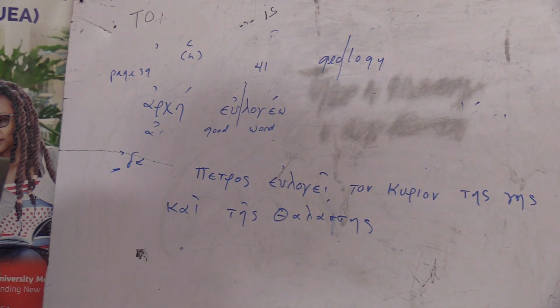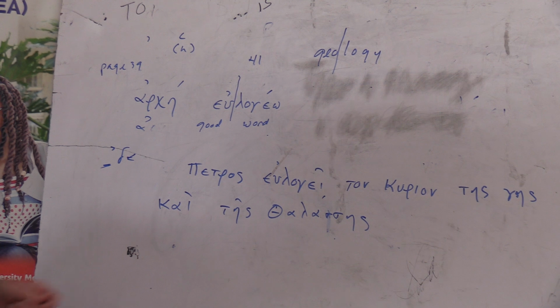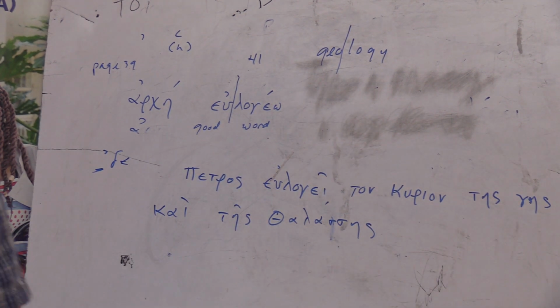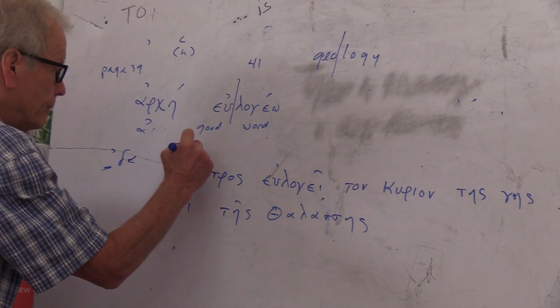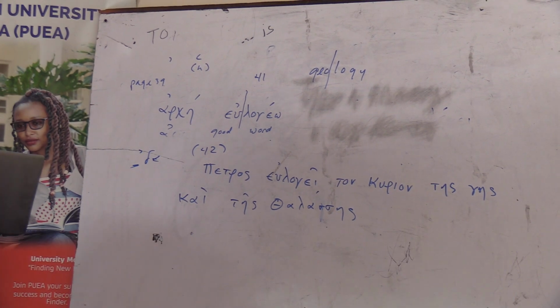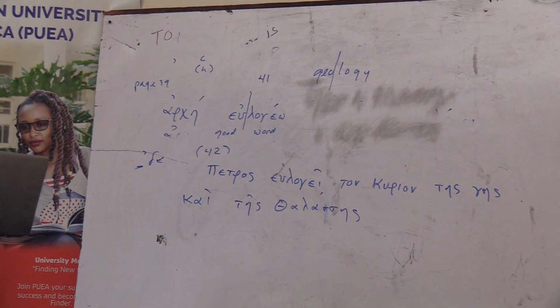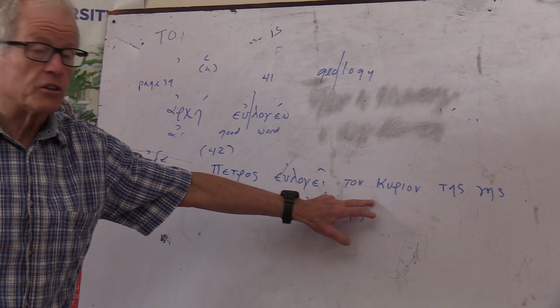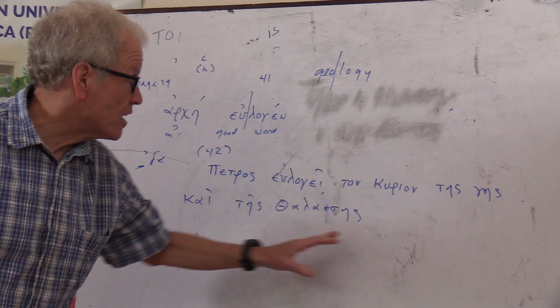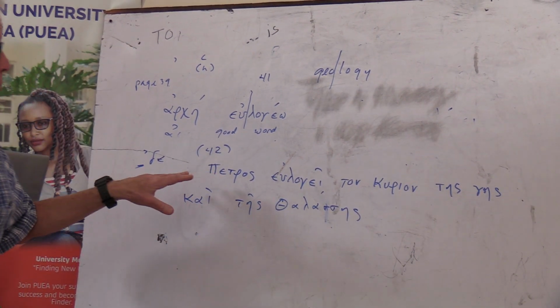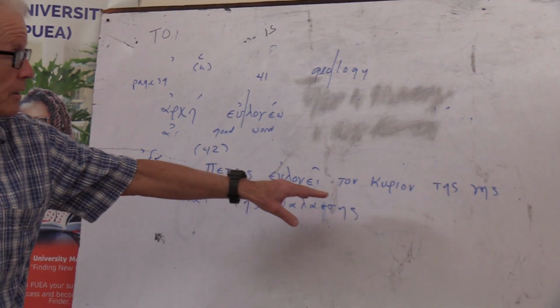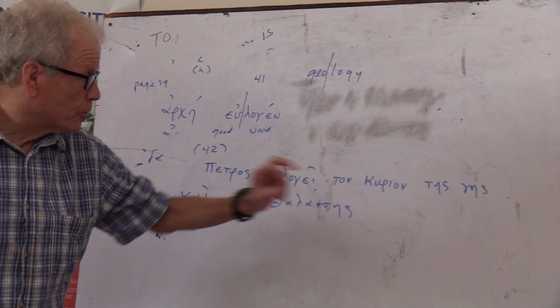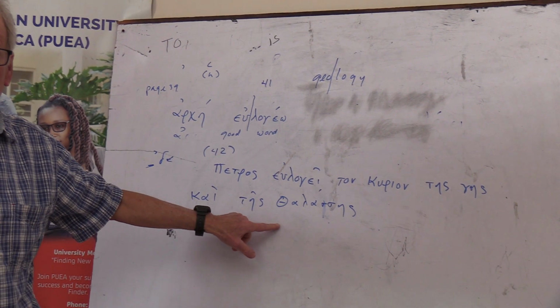It's a good word for us to learn one new word, thalassa. Thalassa. And these sentences, by the way, are on page 42. Page 42, you can find this. That's a word for sea, or ocean. So this sentence, again, with a nominative case for the subject, accusative case for the object, and genitive case for the possessor. So Peter praises the Lord of the earth and of the sea.